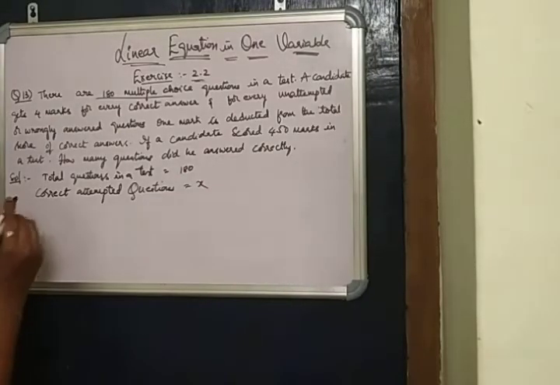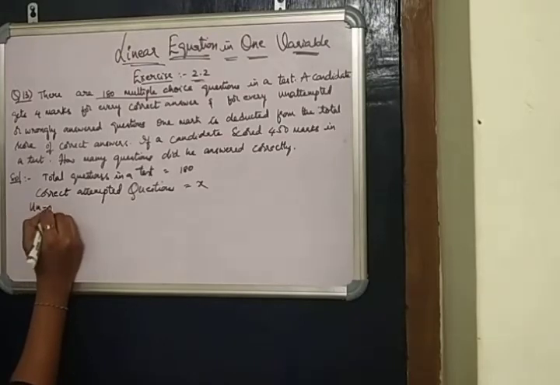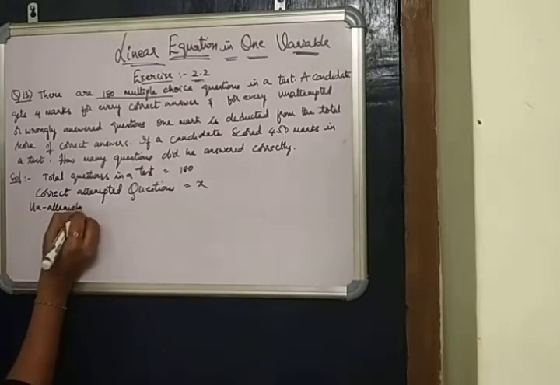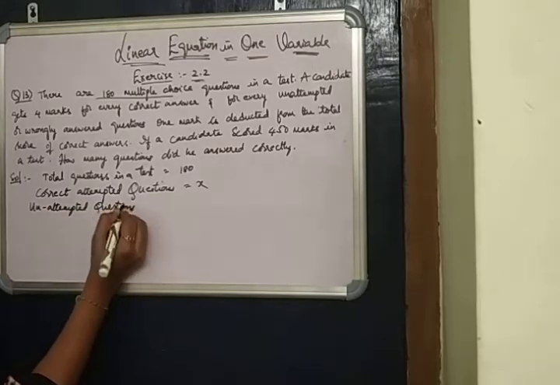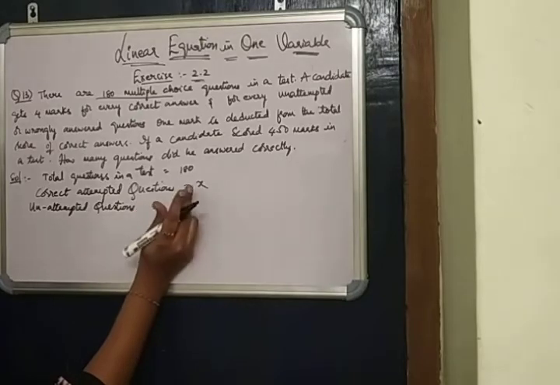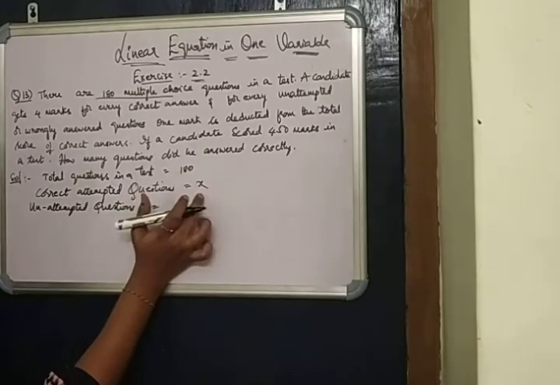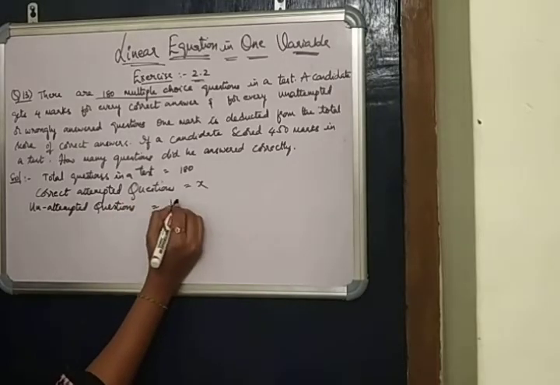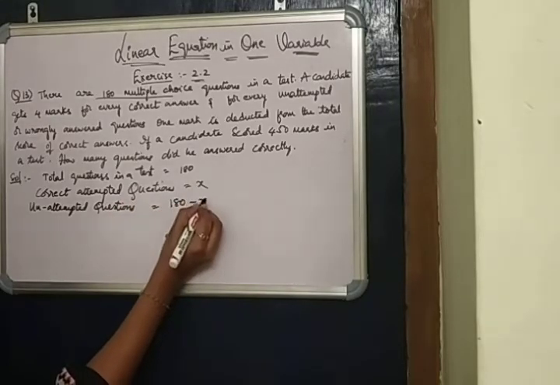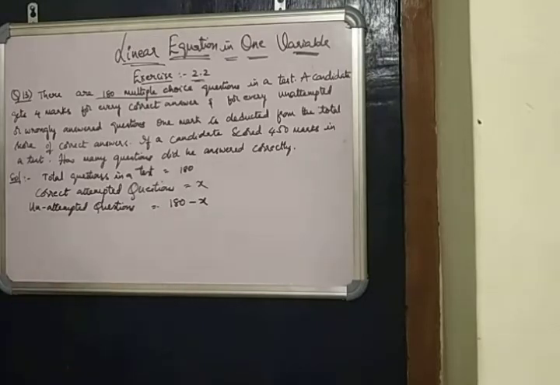And the unattempted questions is equal to 180 minus the correctly answered questions. We have to subtract the correctly answered questions from the total number of questions, then we can get the unattempted questions. Therefore, 180 minus x.